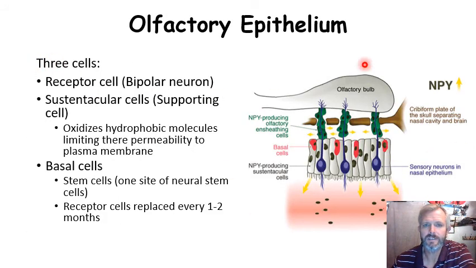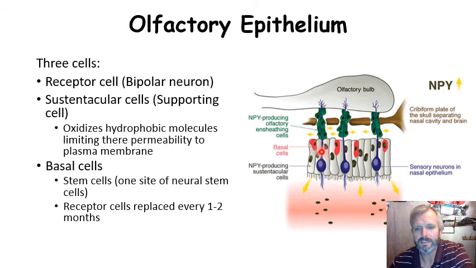All right, so here's the setup of what we call the olfactory epithelium. Right, it sits above the roof of the nasal cavity, and here are what we call the receptor cells, these bipolar neurons.